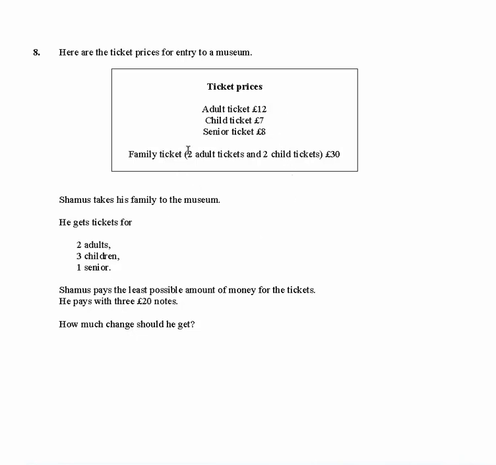Or he could get a family ticket, which is probably going to save him money, but you've got to show that it does. 2 of these adults and 2 of these children could get a family ticket and just pay £30, which would leave you having to pay for 1 more child ticket and the senior ticket. Okay, I reckon that will be cheaper, but it's probably a good idea to show that it's cheaper. And then you can work out the price, and then you can work out what the change will be from 3 lots of 20.